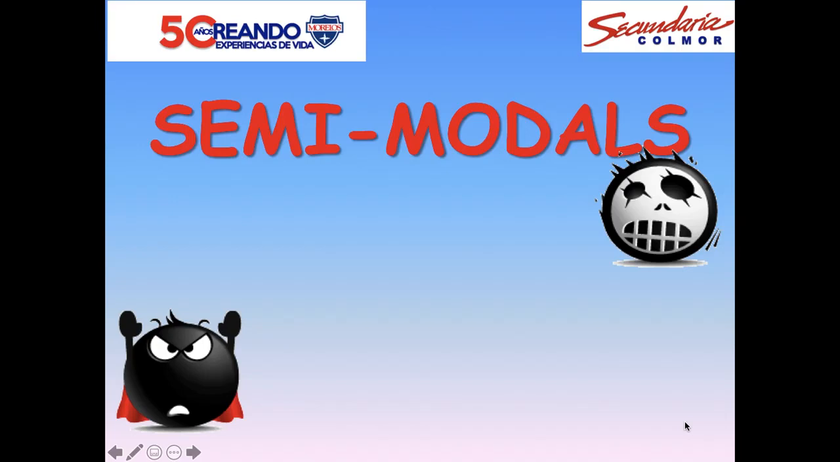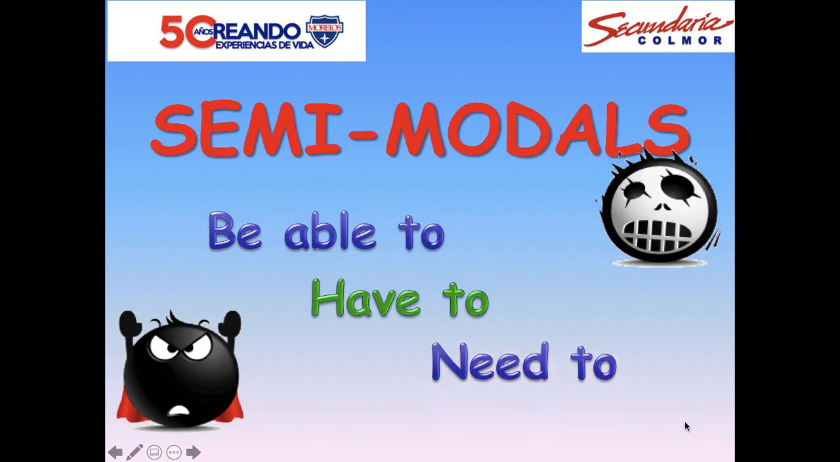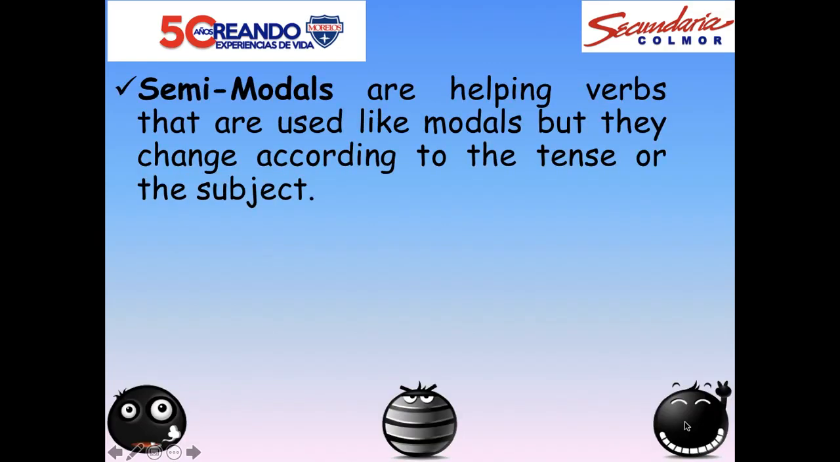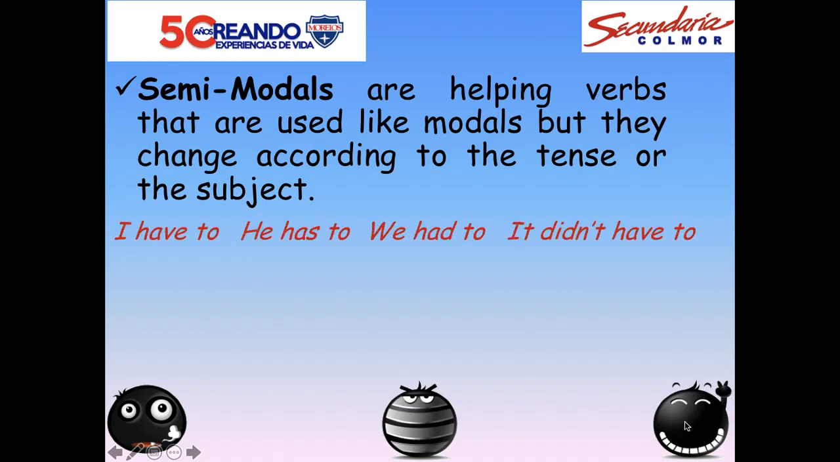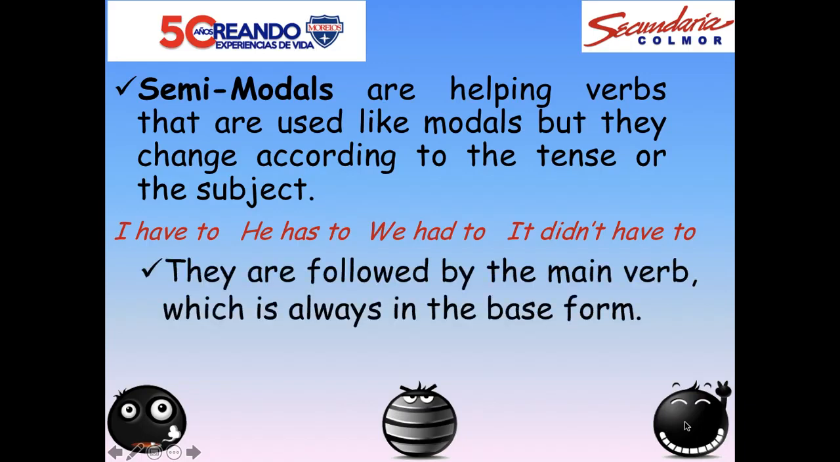Now let's see the semi-modals, and we only have three words that are semi-modals, and they are be able to, have to, and need to. The semi-modals are helping verbs that are used like modals, but they change according to the tense or the subject. For example, I have to, he has to, we had to, it didn't have to, and they are followed by the main verb, which is always in the base form. For example, I have to study hard, he has to try more.